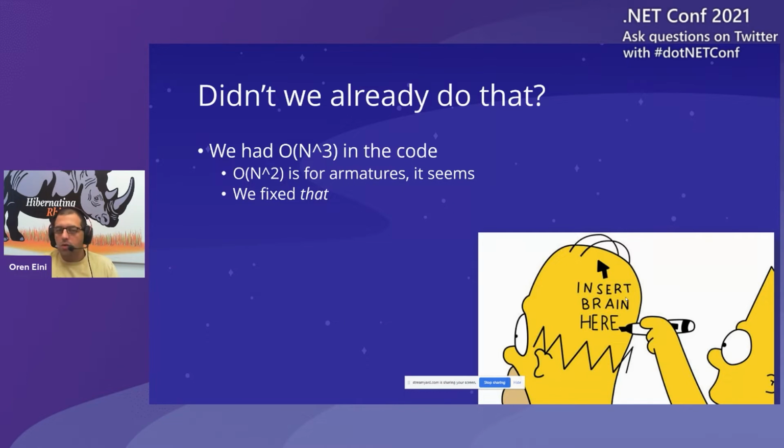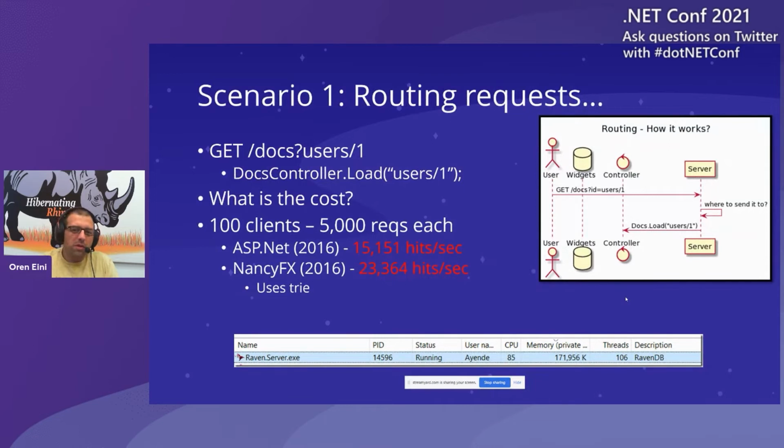So I want to focus on some scenarios. And here is the first one, which is probably the most obvious one. Just routing a request. If you have a GET request, this is the API, this is the request that arrives on the network. This is what it is translated to. So we want to take this and translate it to that. And you can see something really interesting here.